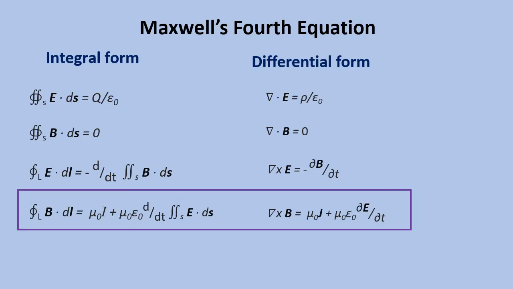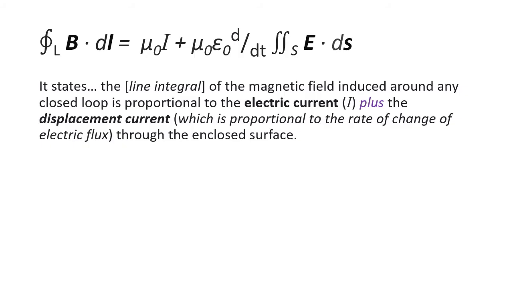Okay, let's go to Maxwell's fourth equation then. In English, Maxwell's fourth equation says the line integral of the magnetic field induced around any closed loop is proportional to the electric current flowing through the loop plus something called the displacement current, which itself is proportional to the rate of change of electric flux through the enclosed surface.